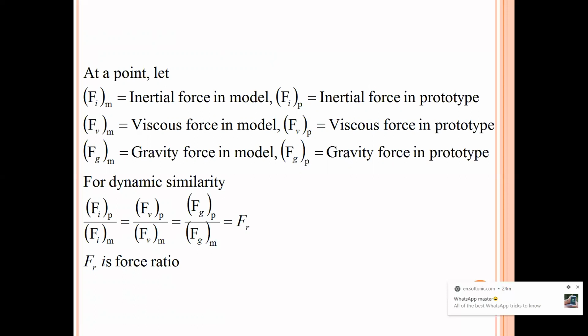So for dynamic similarity, inertial force in prototype divided by inertial force in model should be equal to the ratio of viscous force in prototype to viscous force in model, which should be equal to gravity force in prototype divided by gravity force in model, and that should be equal to your force ratio. So different forces, but the ratios again should be the same. And all these are taken at a particular point, not at different points. At the same point, all these force ratios are taken. So between the model and the prototype, these 3 similarities should be followed. Only then, if I scale up to a prototype, does it work according to what was expected.